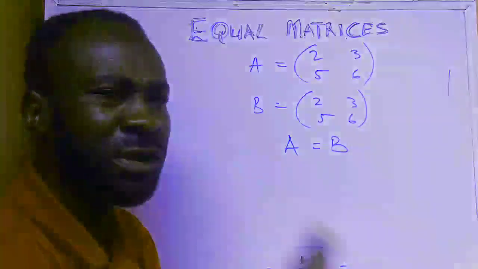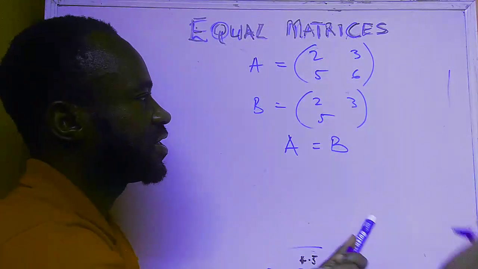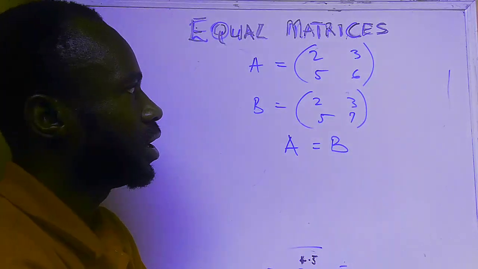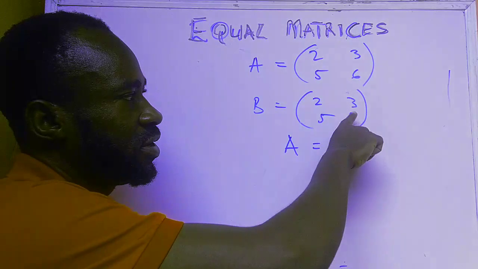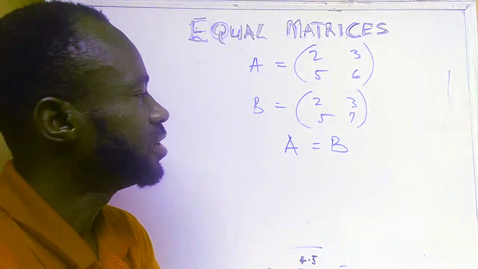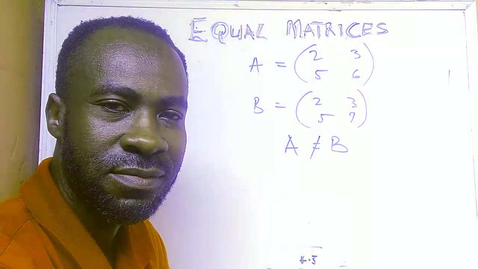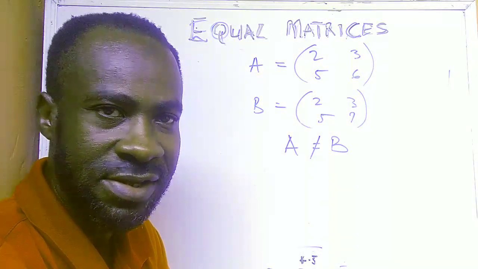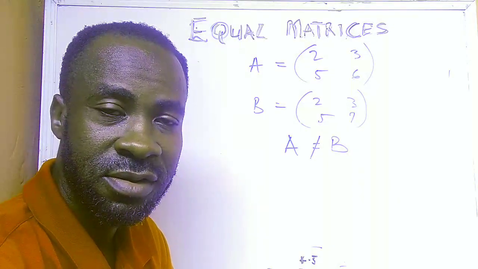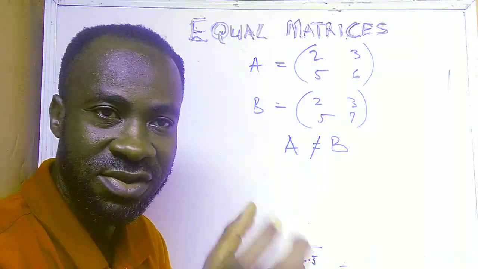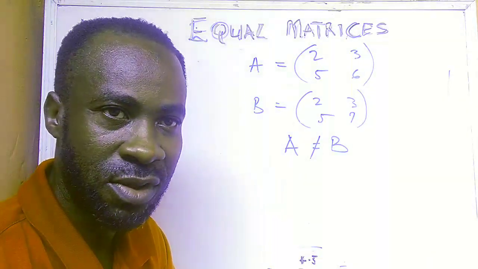But if one of them, even though the others are equal, is probably 7 here, and we still have these other elements that are equal, but one of them does not correspond, then A and B are not equal. So I guess you've gotten my explanation now. All the elements of the corresponding matrices must be equal for two matrices to be equal.